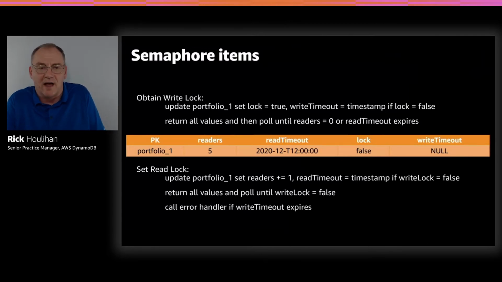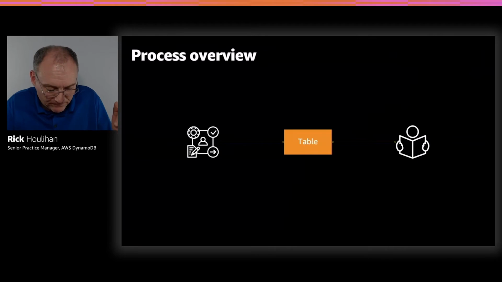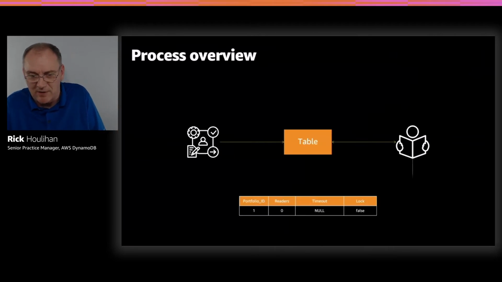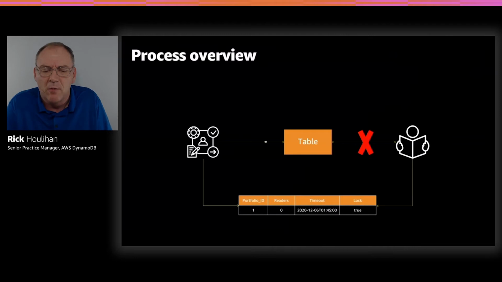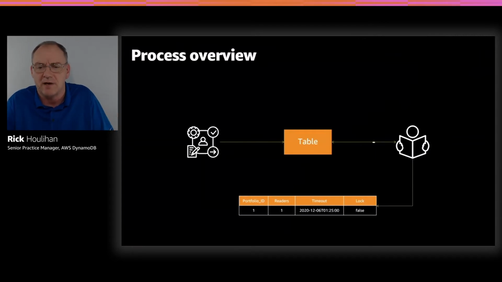Okay, so from a process perspective, that's kind of what this looks like. The reader sets that value. He's going to block any writer from accessing the table until that read timeout goes down to 0. Once the writer sees the read timeout go to 0, he's going to start updating the table space. When he's done, he's going to come back and update that write lock, which is going to free the readers to continue to read the partition.